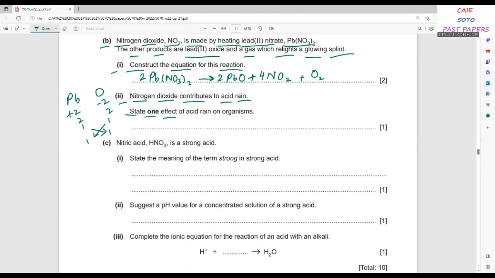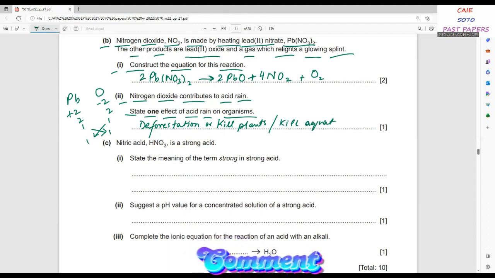Number 2, nitrogen dioxide contributes to acid rain. State one effect of acid rain on organisms. So you can write deforestation or kill plants. You can write trees also. Or kill aquatic organisms.